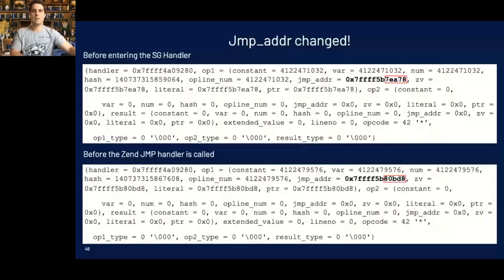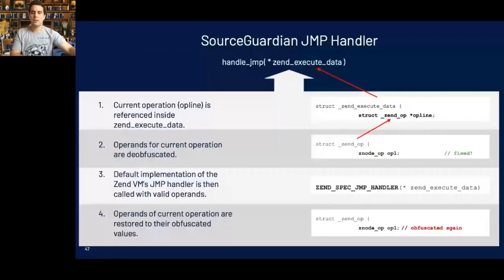And to recap on that, here's the SourceGuardian jump handler. When that function is fired, the current operation, which in this case was a jump, is referenced, and then the operands, which is the jump address, are deobfuscated. Then the Zend VM's jump handler is called with the valid operand, the valid jump address. And then prior to exiting that SourceGuardian jump handler, the operands were obfuscated yet again.